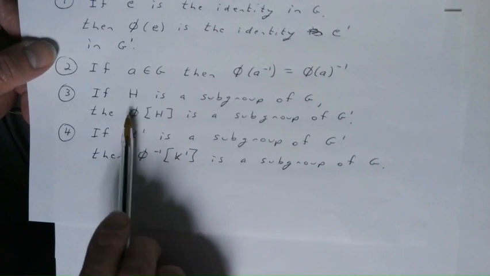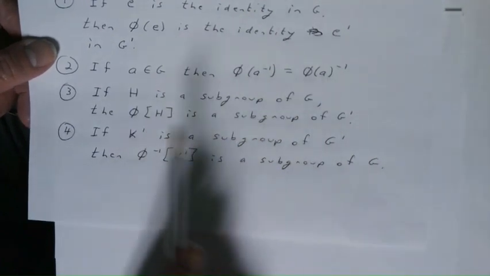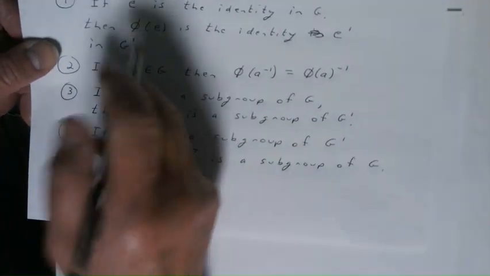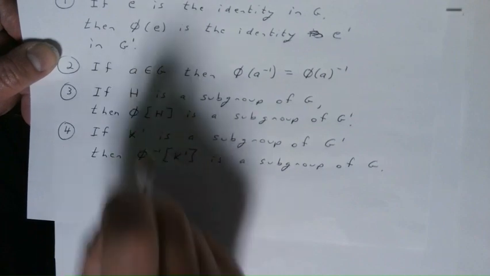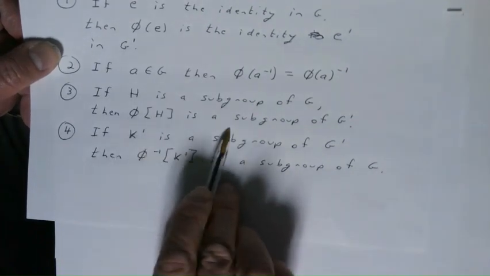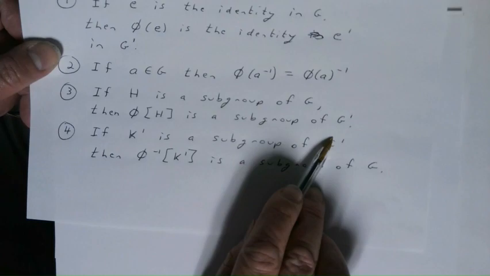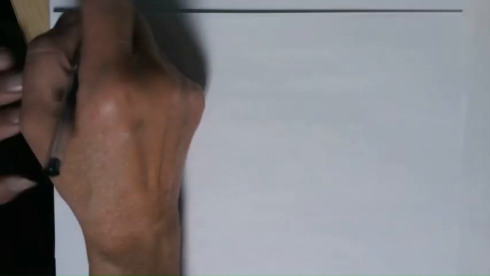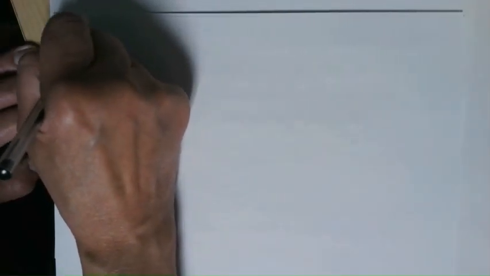So let's try to prove this one here. If H is a subgroup of G, then, that should say then, phi of H is a subgroup of G prime. So let's take a look at that. So that was for 3.